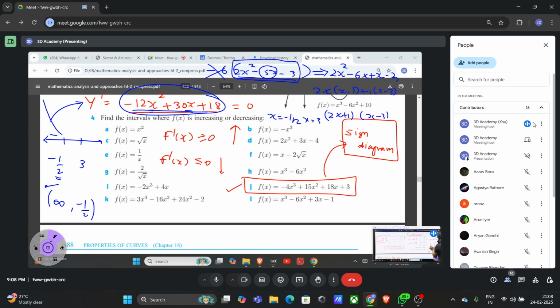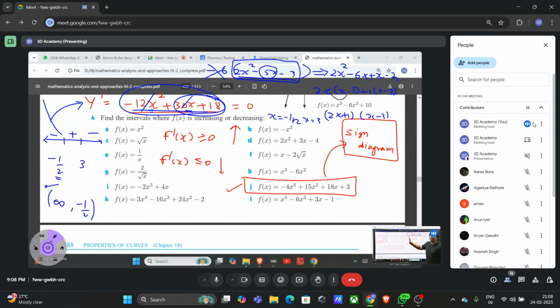Second, put any value between minus half and 3. I will put 0. Whenever there is a possibility of putting 0, put it. So this will be 0, 0, the answer is 18. Here it is positive. So for the interval between minus half and 3, the function is increasing. Then put any value above 3. Take any big number, take 100. 100 square, so minus 1200. So this will always be less than minus 1200. So this is a negative answer. So for any value above 3, the gradient will be negative.